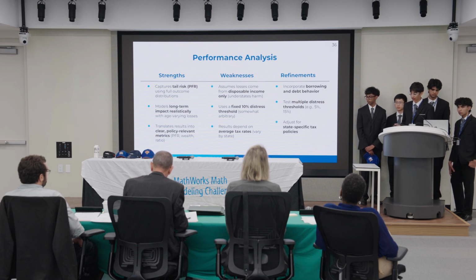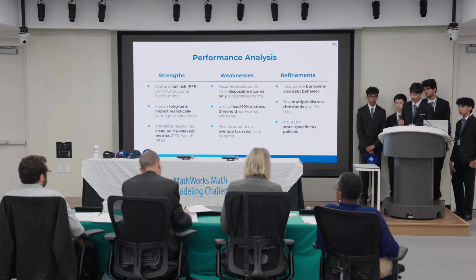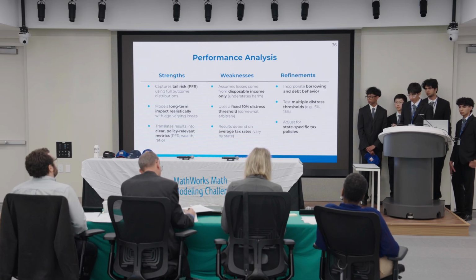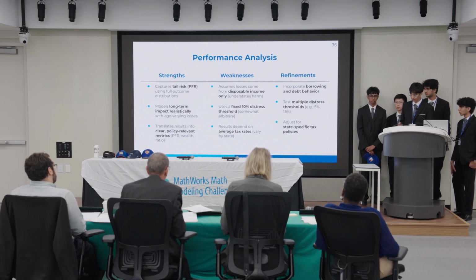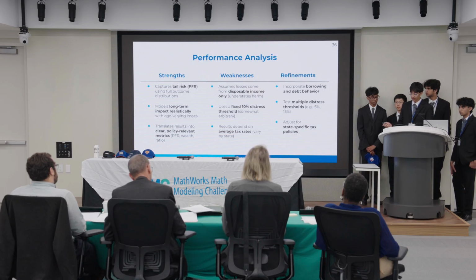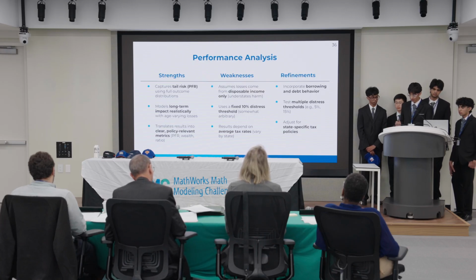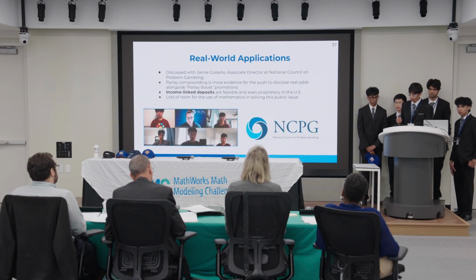For refinement, incorporating actual borrowing behavior would capture the full financial cost. The binary 10% cutoff could be replaced with a continuous harm function. And adjusting the ratio for state-specific tax rates would enable state-level policy recommendations. We wanted to make sure that our calculations made an impact beyond just this competition.